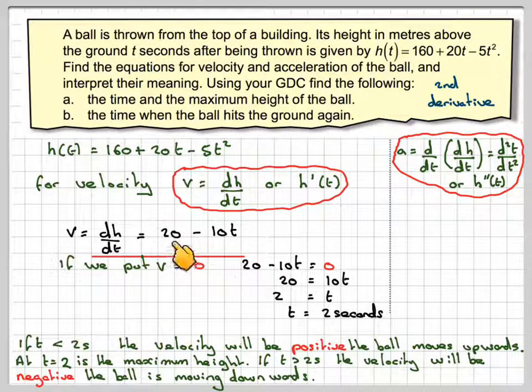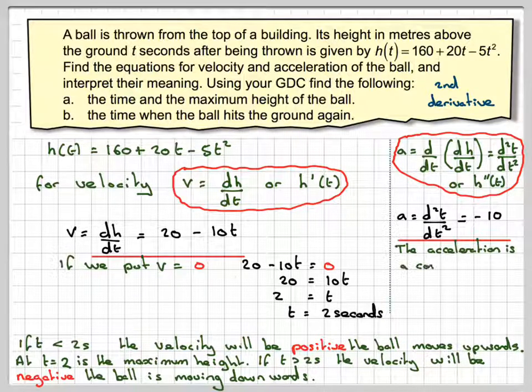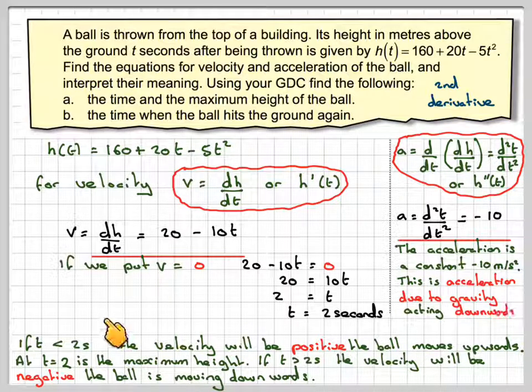So if we differentiate this again, we're going to get nothing from the 20, but we're going to get minus 10. So we actually get a constant for the acceleration. Now, you might recognize this: the acceleration is a constant minus 10 meters per second squared. This is known as the acceleration due to gravity, because the ball goes up, it's affected by gravity, it gets to a maximum height and then goes back down again to hit the ground.